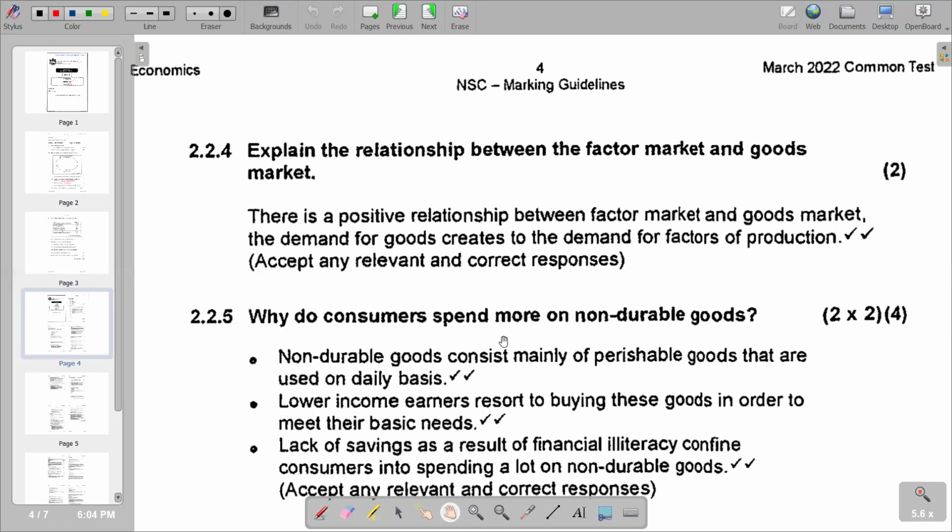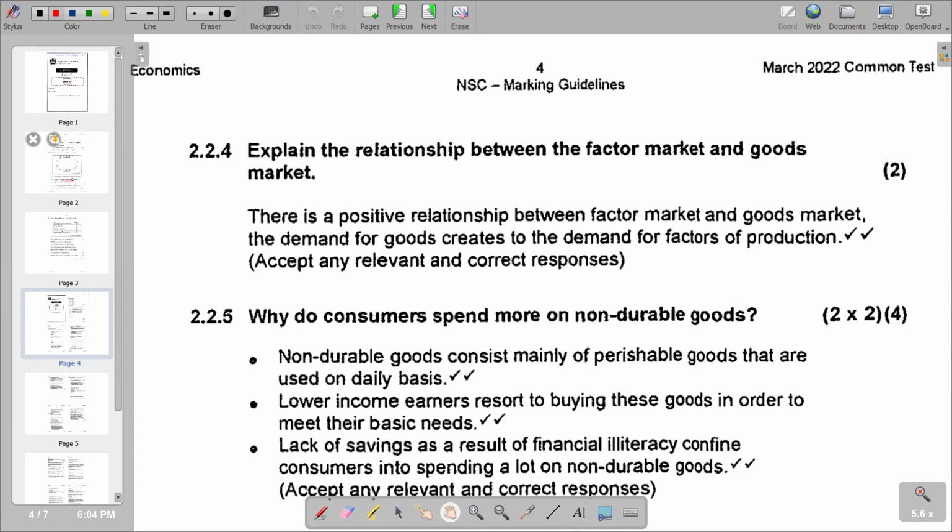Since they are perishable, they buy them, then they use them for a short period of time. Then after a short period of time, they go and spend again on those and buy them again. So basically, that's the first point that we have. Then second point, lower income earners resort to buying these goods in order to meet their basic needs. And then lastly, lack of savings as a result of financial illiteracy confines consumers into spending a lot on non-durable goods. So basically, those are the points that we are given according to our response.